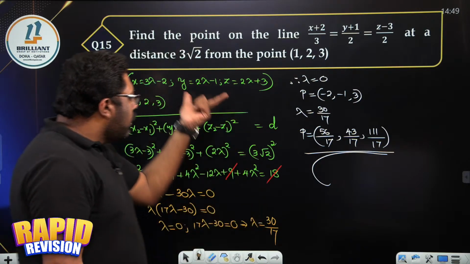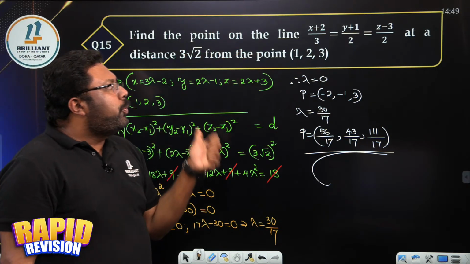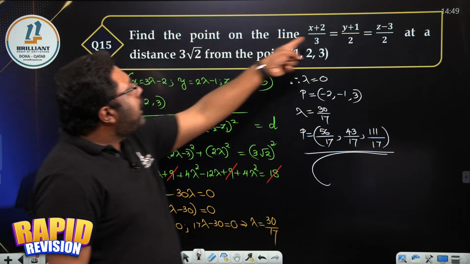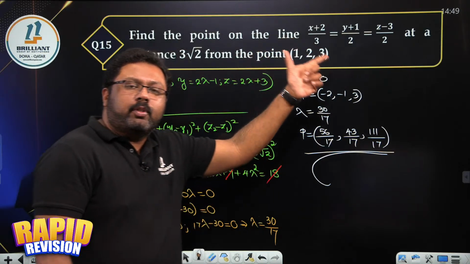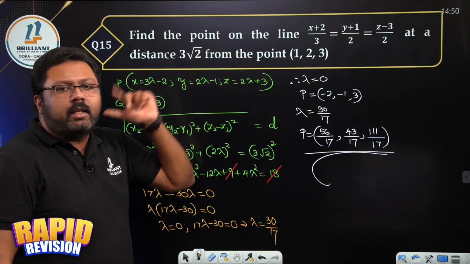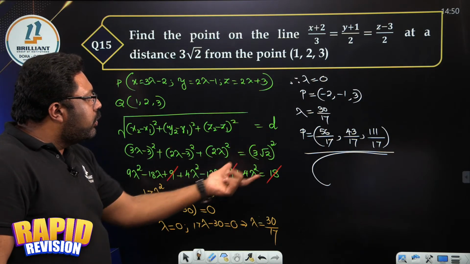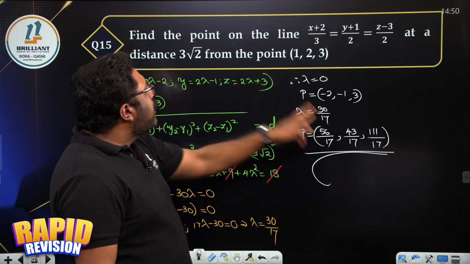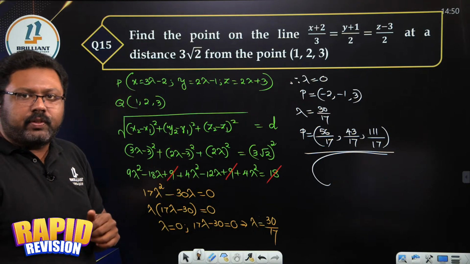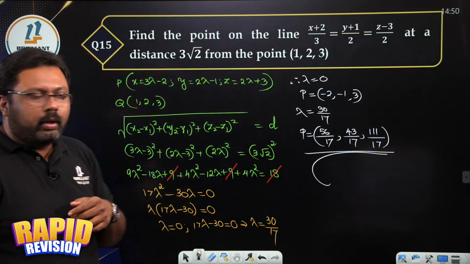Once again, good question for 2 marks. Distance between 2 points where 1 point lies on this line. So I am supposed to find the value of lambda using the idea of a point on a line, and then the distance is 3 root 2. Using that, I got the value of lambda. Substitute that, I'll get the points. Because it's a subjective question, you have to show both.